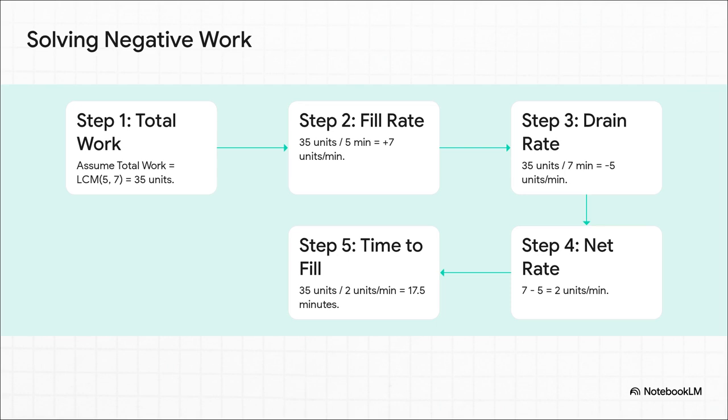This is where that LCM method really proves its worth. The LCM of 5 and 7 is 35. So let's say a full sink is 35 units of water. The fill pipe's rate, it adds 7 units every minute. The drain's rate, it subtracts 5 units every minute. So our net rate is a super simple 7 minus 5. The sink is filling up at a net rate of 2 units per minute. To fill all 35 units, we just divide 35 by 2, and we get 17.5 minutes. See? The LCM method handled that curveball without breaking a sweat.